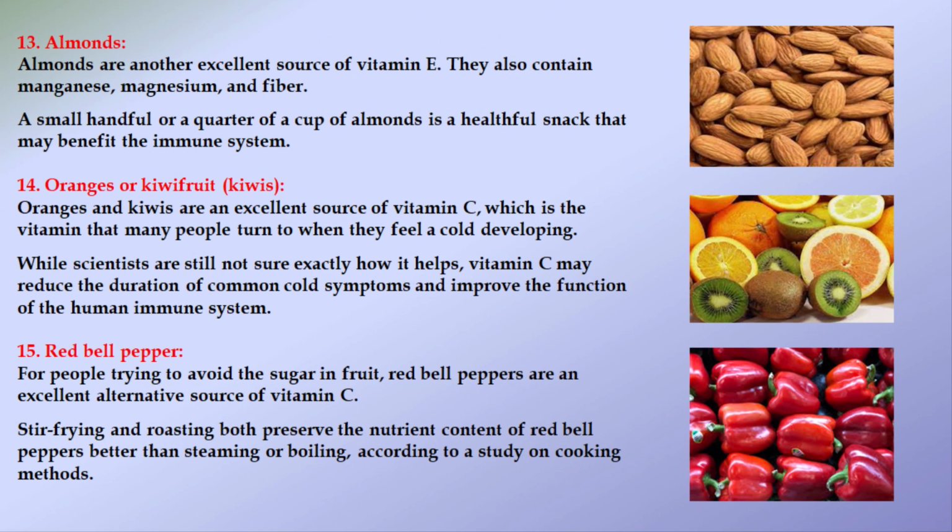13. Almonds. Almonds are another excellent source of vitamin E. They also contain manganese, magnesium, and fiber. A small handful or a quarter of a cup of almonds is a healthful snack that may benefit the immune system.